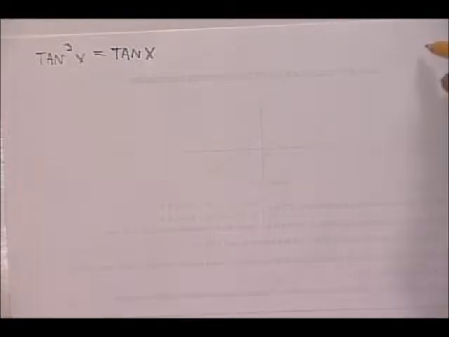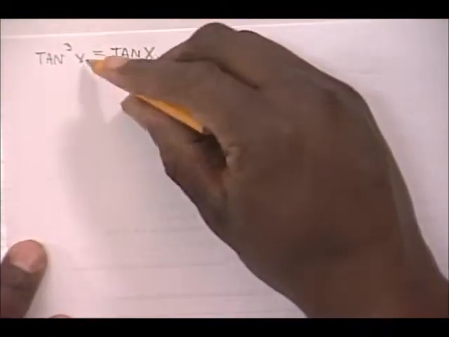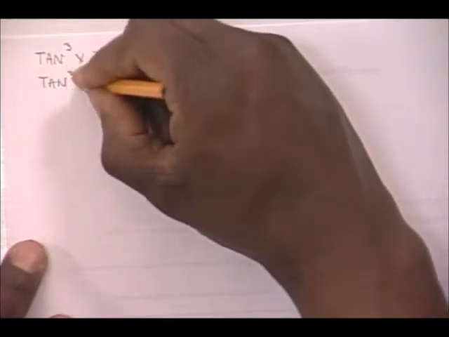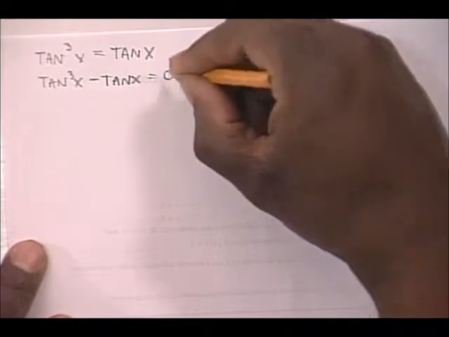Rather than go off to the side like I've done in the last two problems, I'm not going to do that. I'm just going to proceed with the problem. You'd have to subtract tangent x on both sides. You get tangent cubed x minus tangent x is 0.